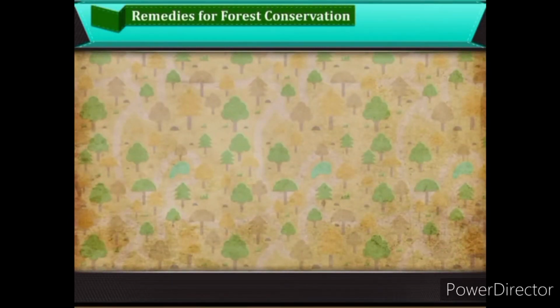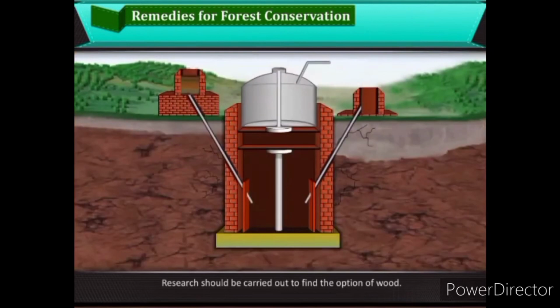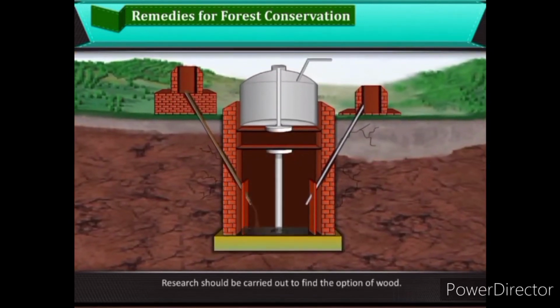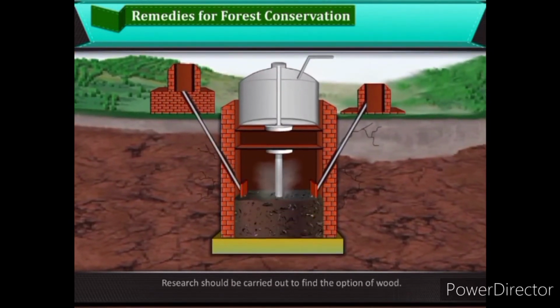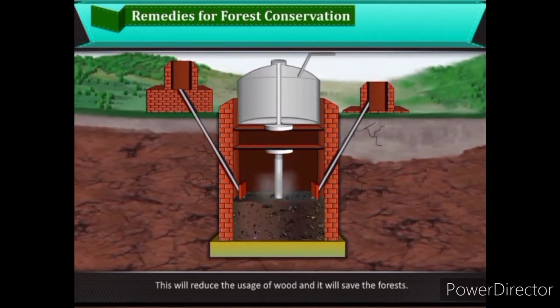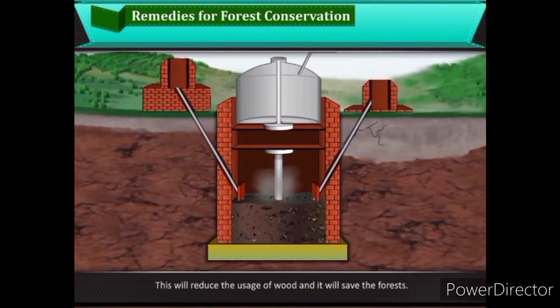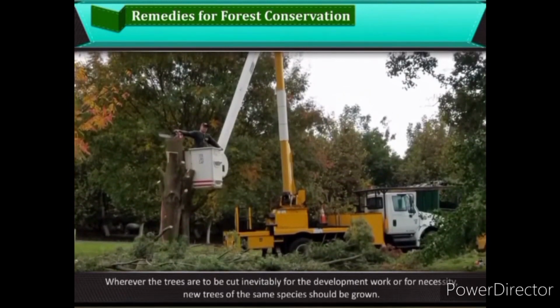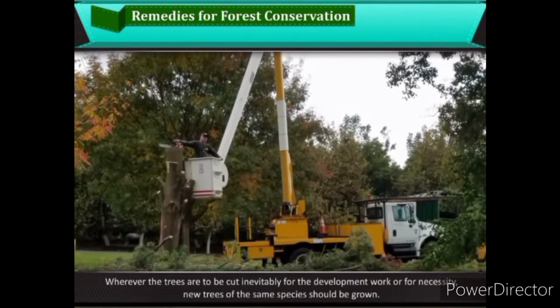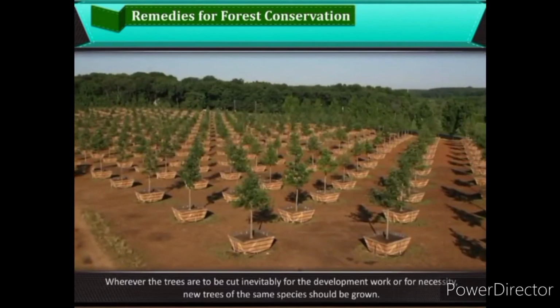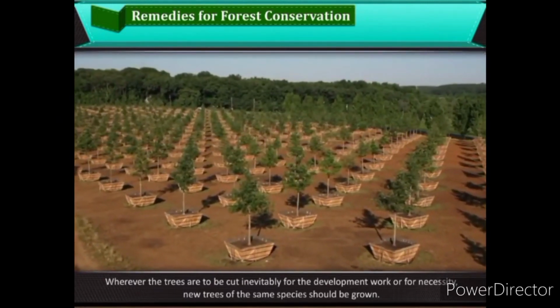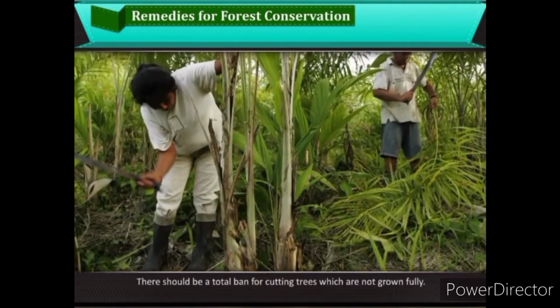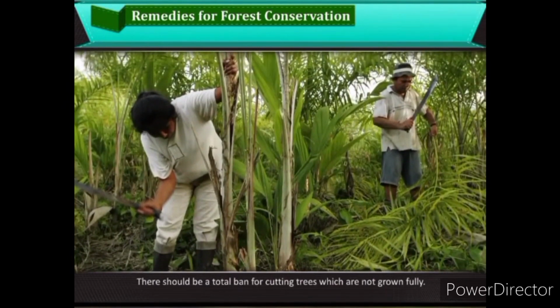Remedies for forest conservation. Research should be carried out to find the option of wood. This will reduce the usage of wood and it will save the forests. Wherever the trees are to be cut inevitably for the development work or for necessity, new trees of the same species should be grown. There should be a total ban for cutting trees which are not grown fully.